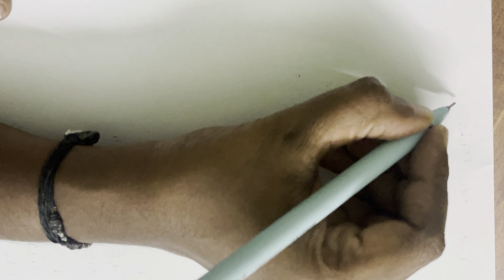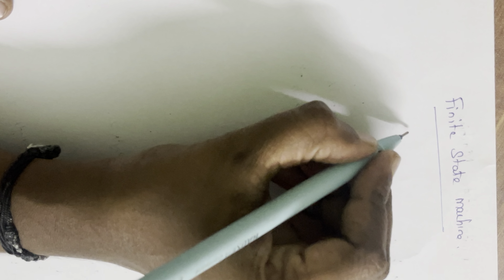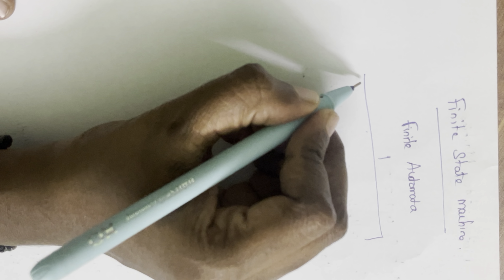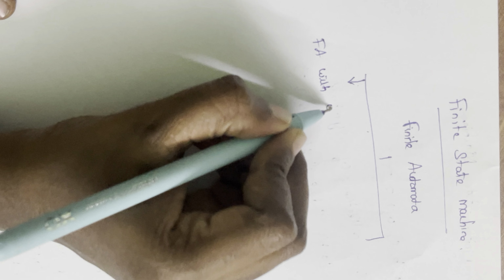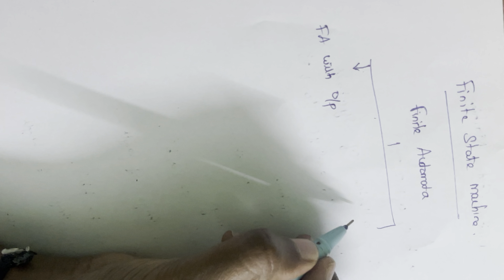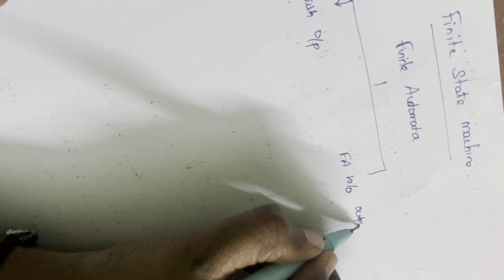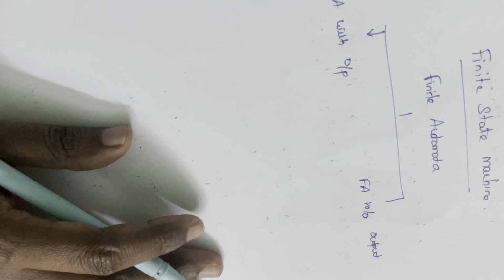So today we will start with finite state machines. One type of finite state machine is the finite automata. You have two types of finite automata to go with: one is finite automata with output, and another one is finite automata without output. So you have two categories.